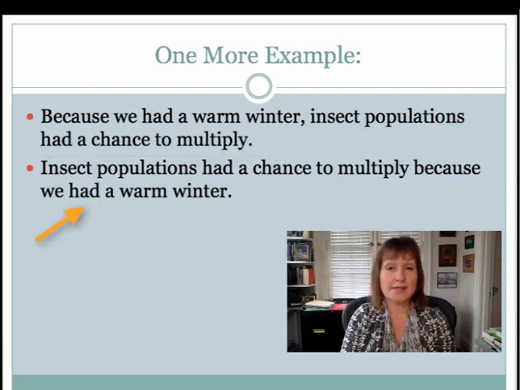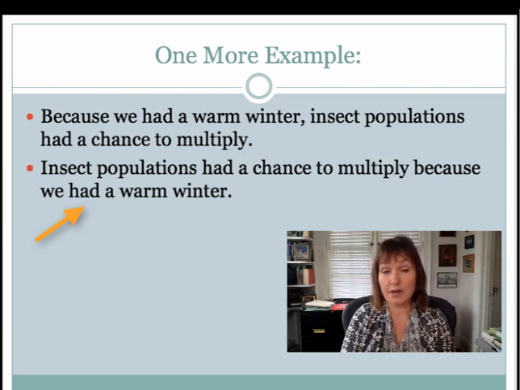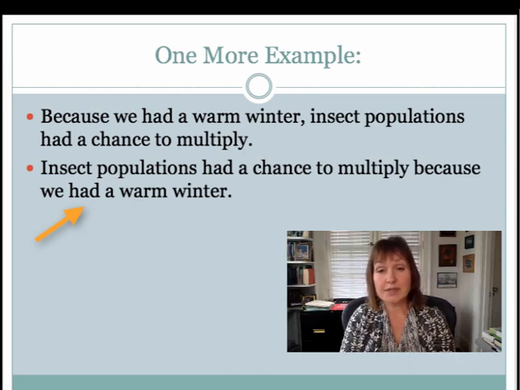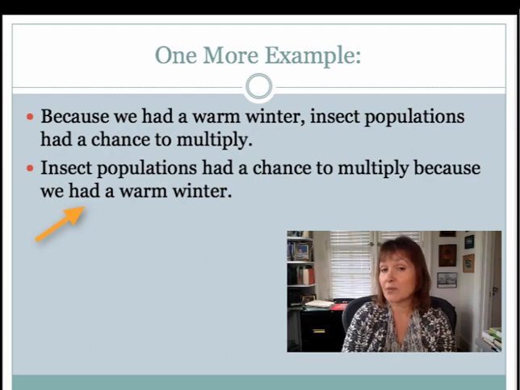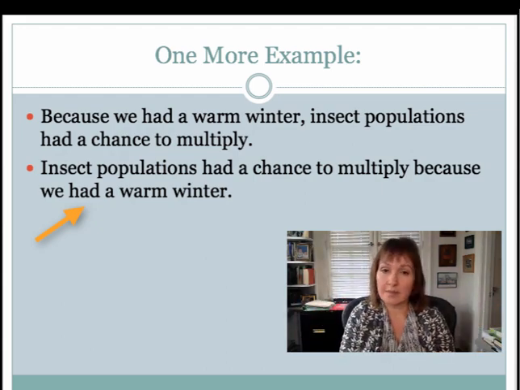And you can see in the next sentence that is in standard order, we do not use a comma at all. Insect populations had a chance to multiply because we had a warm winter. That sentence is in standard order. It doesn't need the comma.